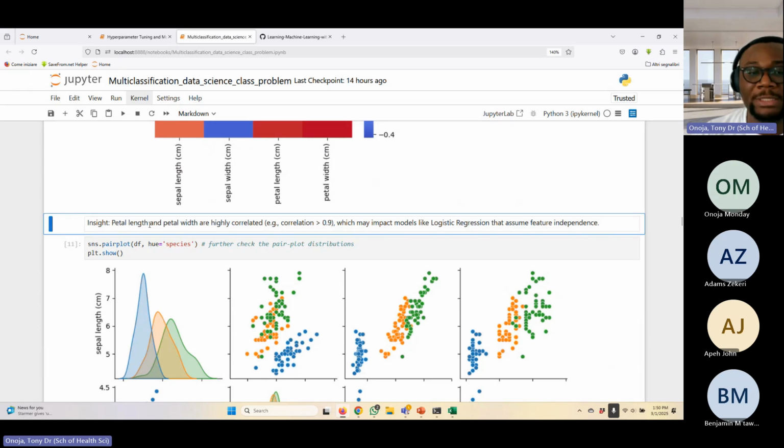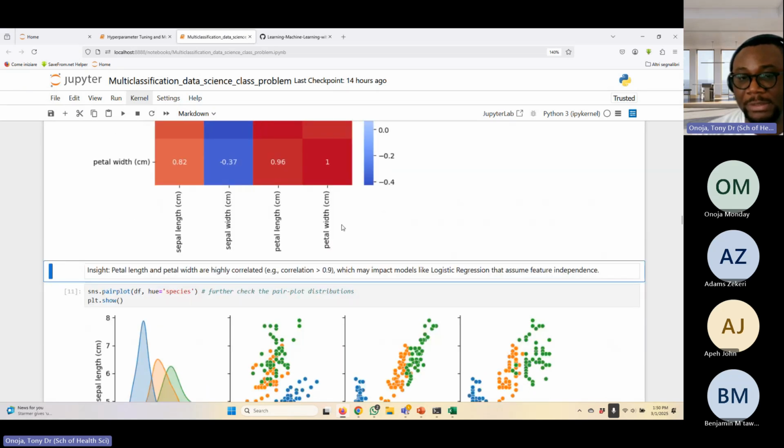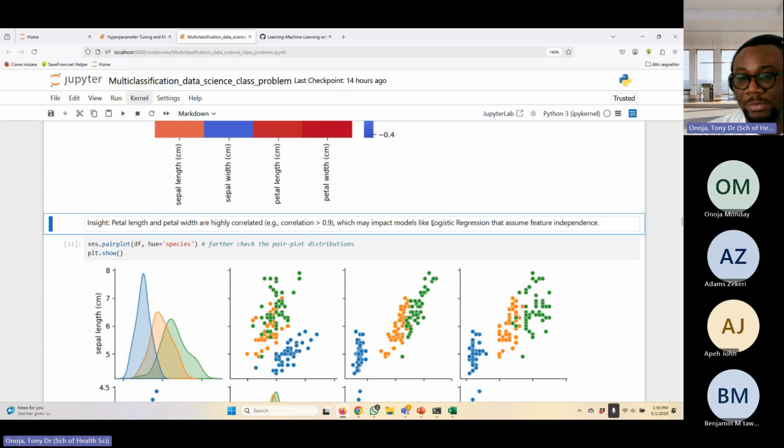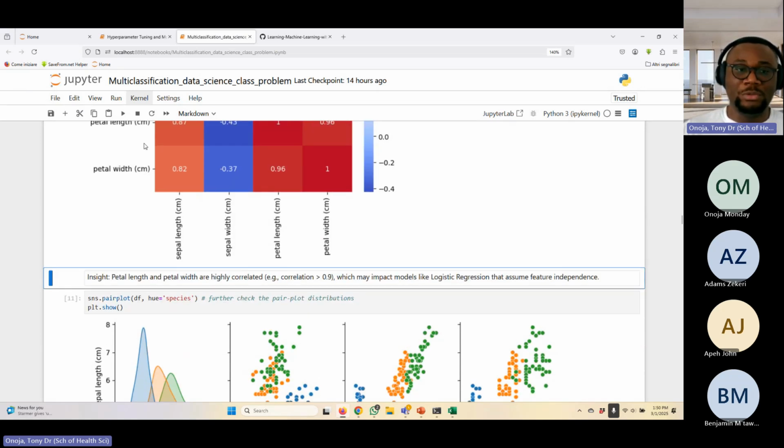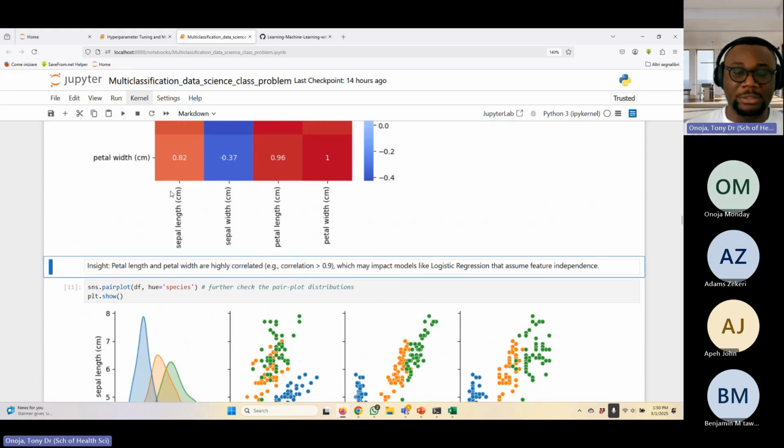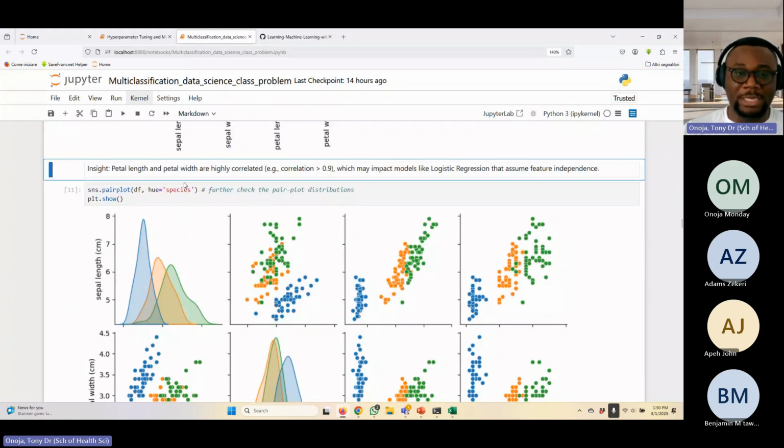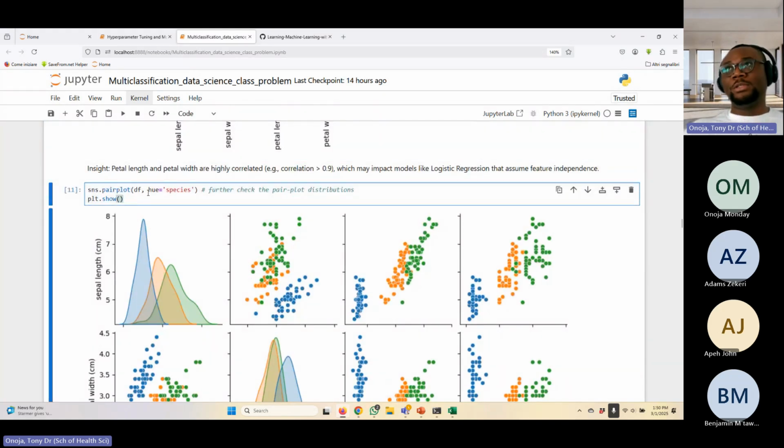So we say the petal length and the petal width are highly correlated. We have a correlation greater than 0.90, actually 0.96, which may impact models like logistic regression that assume feature independence. So we need to think about how we could deal with this whenever we have highly correlated variables. One option is, do you just drop one of the variables and keep one?